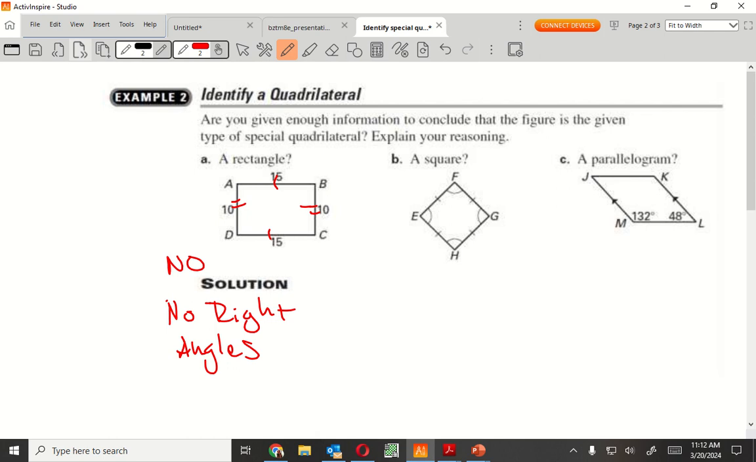So no right angles. Sure. What about B? Is that a square?